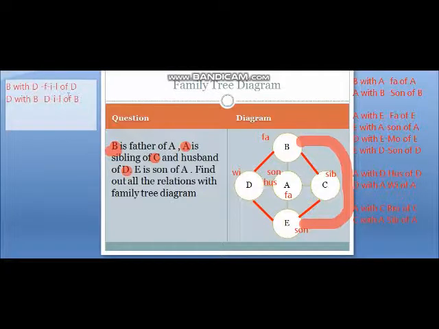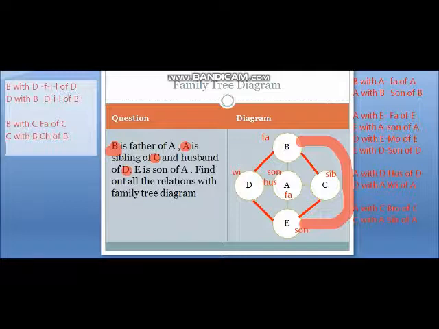Then if you are going to find out B and C, so B with C. So what you are going to write? Father of C. C with B. So now you are going to write child of B, because the gender is not decided.